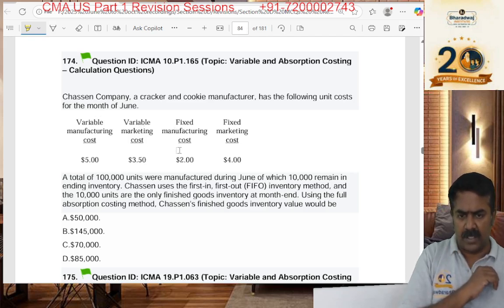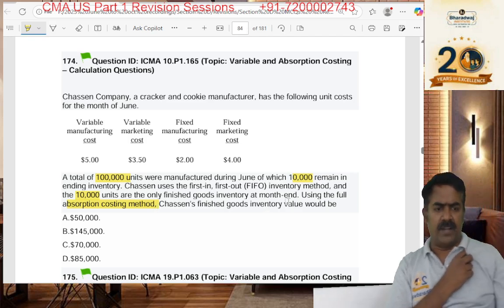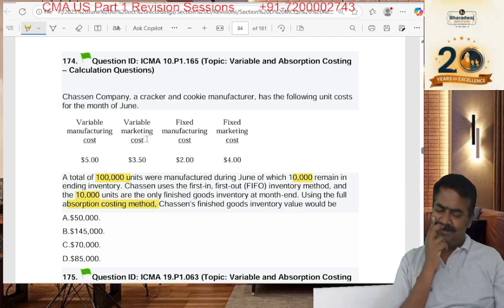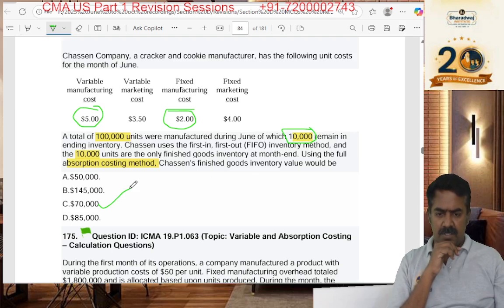Variable manufacturing, marketing, fixed manufacturing, fixed marketing. 1,000 units were manufactured. 1,000 remains as ending inventory. 1,000 units were there at the month end. Using the full costing, absorption costing method, they ask you to find out inventory value. $710,000.